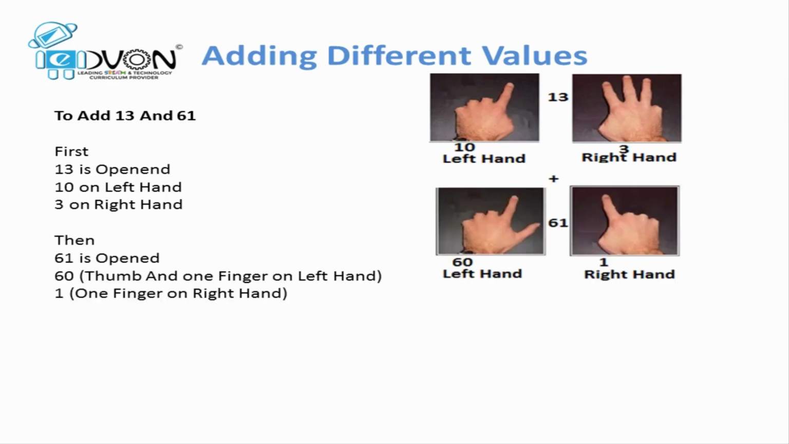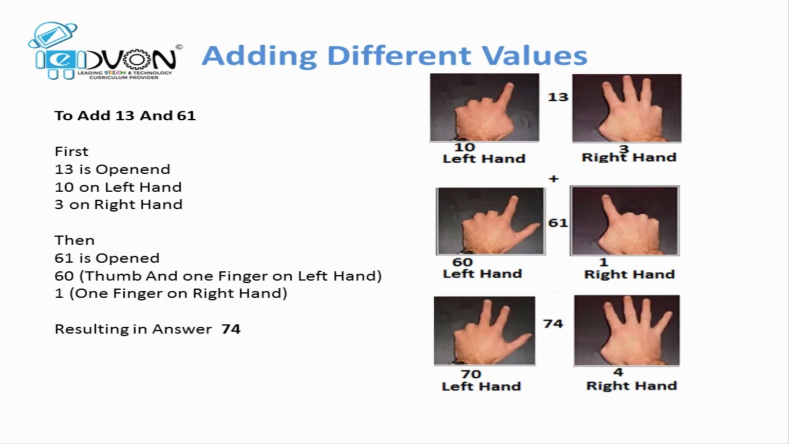As a result, we get thumb and 2 fingers on left hand and 4 fingers on right hand, which represents the value 70 on left hand and 4 on right hand. So our answer would be 74.